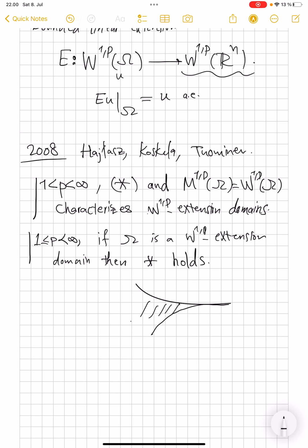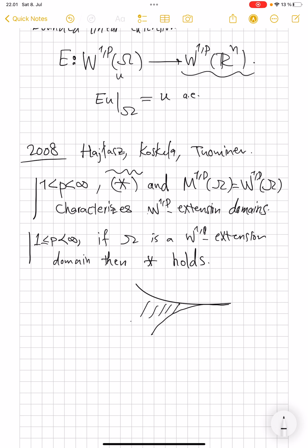Okay, so the first part is a bit tricky. It's not saying that you are an extension domain if and only if M1P is equal to that. It's if you have a star, then these become equivalent. So in the presence of the density condition star, being an extension domain is equivalent to the equality of M1P(Ω) and W1P(Ω). So basically the question reduces to identifying W1P extension domains in the case that we do have the measure density condition.